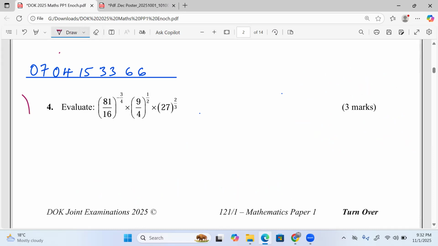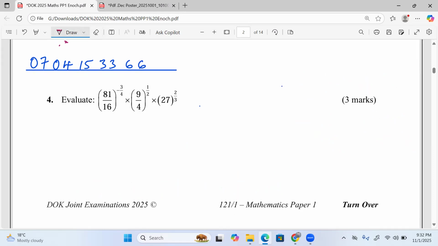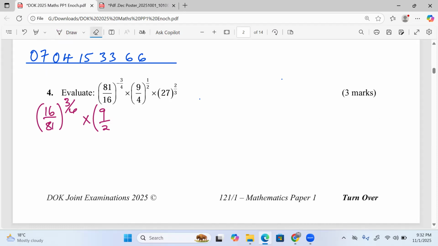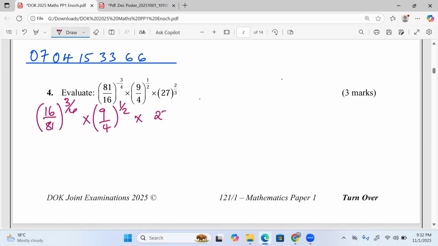Now let's look at the question in a different way. Assume immediately after taking the reciprocal in the first term here, 16 over 81, this one is raised to 3 over 4 multiplied by 9 over 4, sorry, raised to half multiplied by 27 raised to power 2/3.